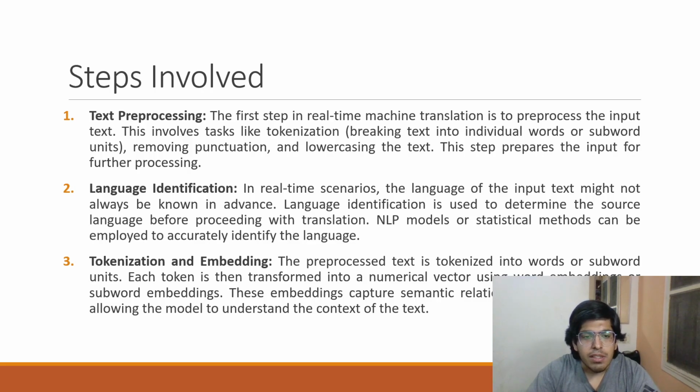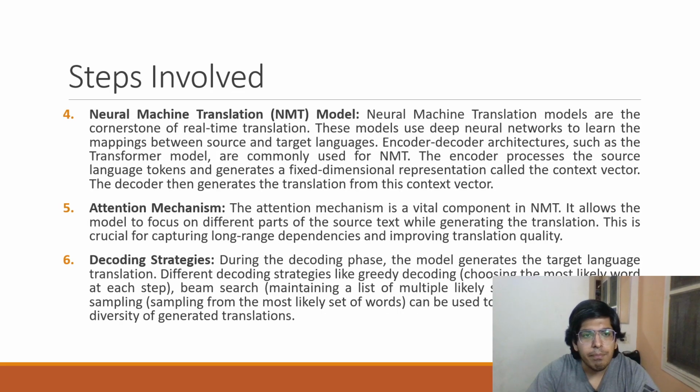The next step is tokenization and embedding. The preprocessed text is tokenized into words or sub-word units. Each token is then transformed into a numerical vector using word embeddings or sub-word embeddings. These embeddings capture semantic relationships between words, allowing the model to understand the context of the text.